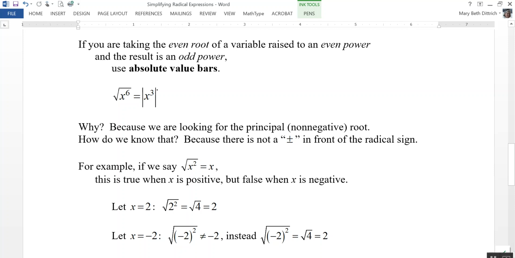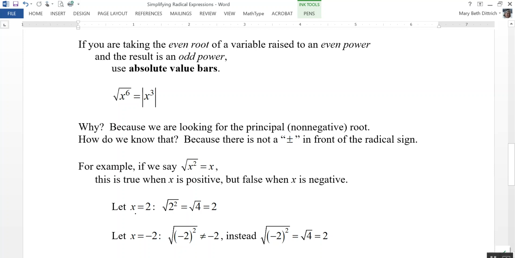Why is that? Because we are looking for the principal or the non-negative root. We know that because there's not a plus or a minus in front of the radical sign. I only want a positive result. So for example, if we say that the square root of x squared is x, this is true when x is positive, but it's not true when x is negative.